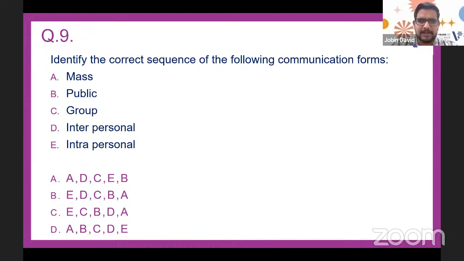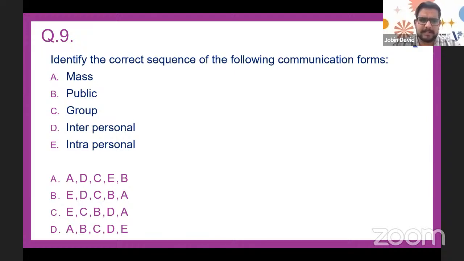It's like what we have as a group. Okay, it's a group what we have. And what do you mean by public? Obviously, when we have a class or a meeting, if I'm speaking to that, it's public. Mass communication, obviously, is through media channels, mass to a mass population, where we communicate something through media.